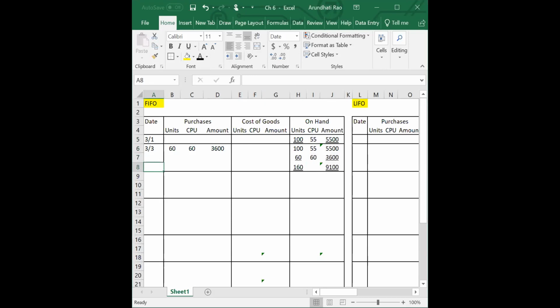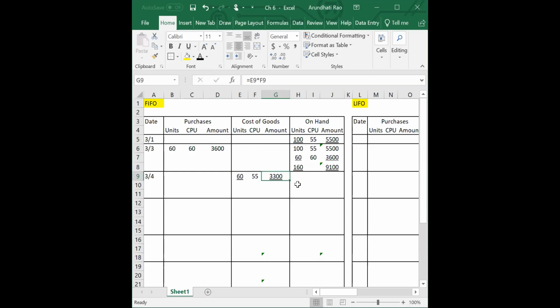On the 4th, I sold 60 units. What was available for sale? I have 100 and 60, a total of 160 available for sale. 60 are sold. So the question is, which did I sell and what's remaining with me? Using the first in, first out method, I say whatever came in first is what I'm going to sell first. Okay, so these 60 units are going to be costed at 55. So $3,300 is the cost of goods sold.